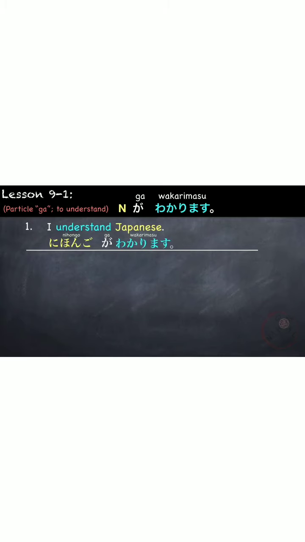Another verb that uses the particle ga is wakarimasu, meaning to understand something. Wakarimasu could mean to understand, to know, or to comprehend something. For example, I understand Japanese, or I know Japanese. Japanese is Nihongo, followed by the particle ga, and then the verb wakarimasu. Nihongo ga wakarimasu.